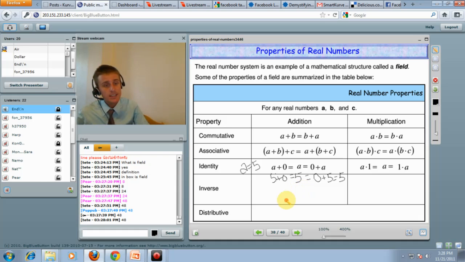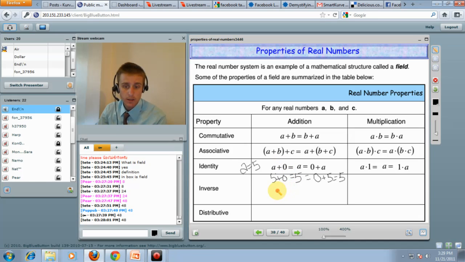0 can be added before or after A, and the result will not change. 5 plus 0 equals 5. 0 plus 5 equals 5. For multiplication, A times 1 equals A. 1 times A equals A. So if A is 5 again, 5 times 1 is 5.